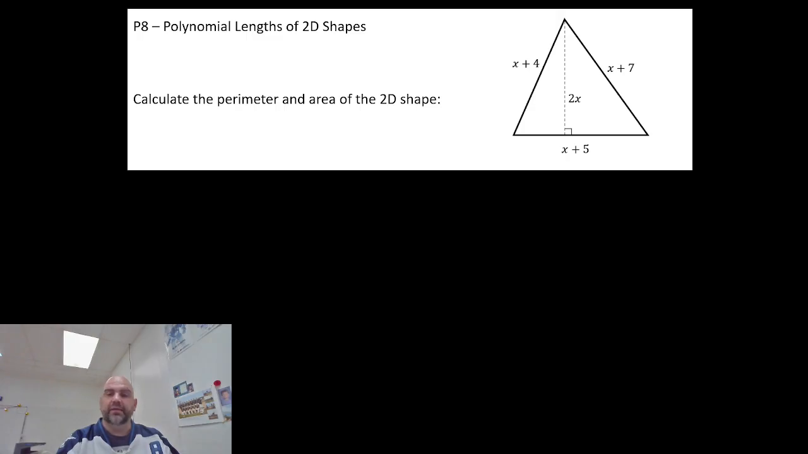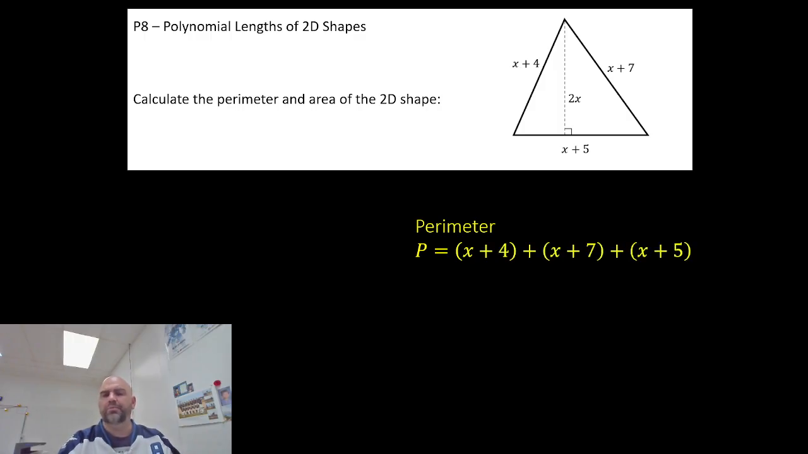So this one here is a triangle. To solve for the perimeter of the triangle, perimeter is the distance all the way around, or the sum of all the sides of a shape. Now this one being a triangle means we're going to add up the three sides. We are not going to add the height on the inside. That's not part of our perimeter. We're only going to add our three sides, which are x plus 4, x plus 7, and x plus 5.